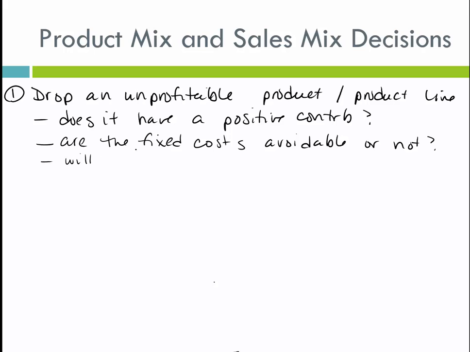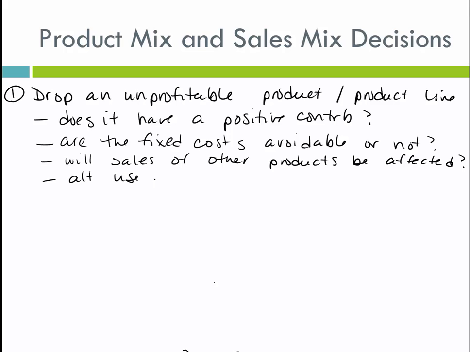Will the sales of other areas, will sales of other products be affected? Sometimes this department might not be making a lot, but the people who come here to shop are actually buying other products as well. So if I drop this one, the sales in some of my other products or areas could go down. And the other big one is the alternate use of that space or capacity.